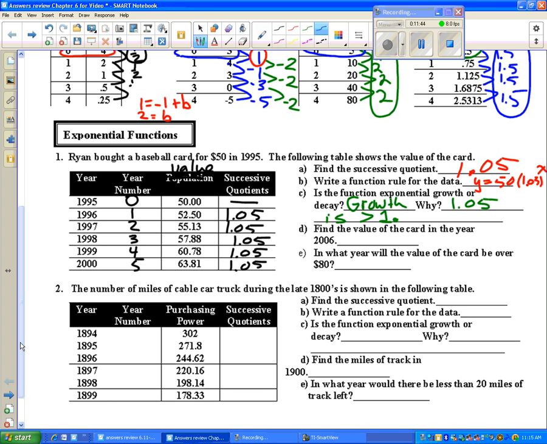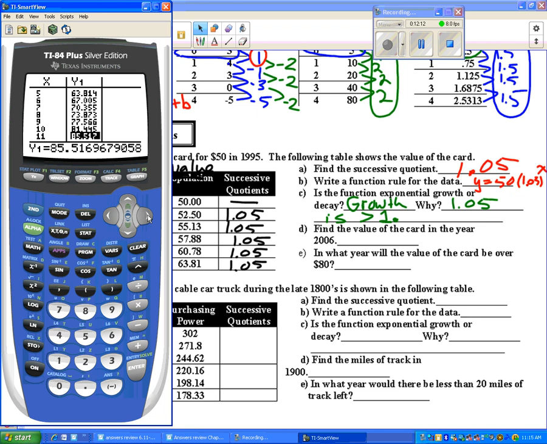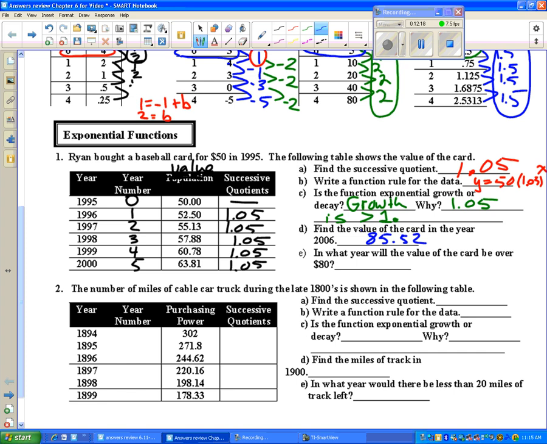Find the value of the card in the year 2006. 2006 minus 1995 is 11. I pull up my handy dandy calculator and plug this into y equals 50 times 1.05 to the x power. I want the 11th year because 2006 minus 1995 is 11. So 11 gives $85.52. That's because x is equal to 11.